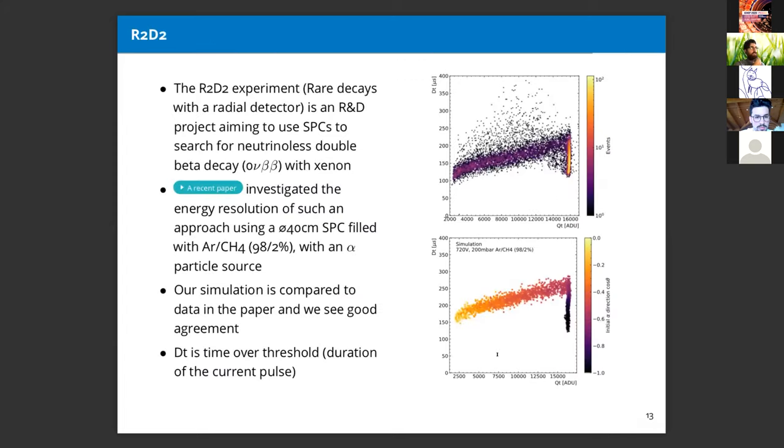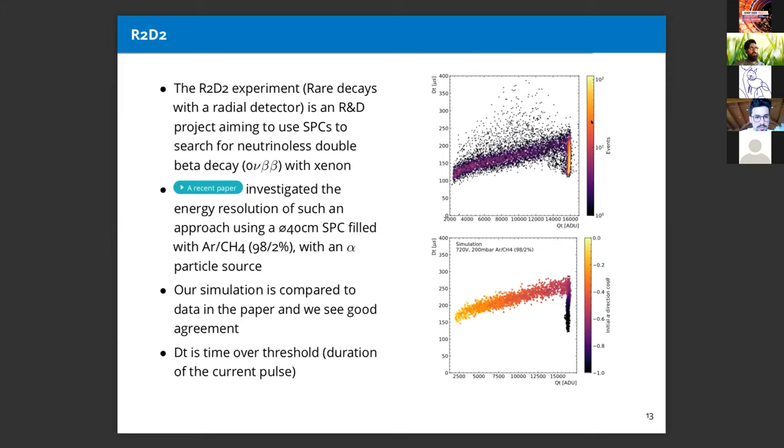The second use case I'll talk about is the R2D2 experiment. This is an R&D project aiming to use an SPC to search for neutrinoless double beta decay. We recently worked with that collaboration, providing some simulation of their detector. What they were doing was calibrating or investigating the energy resolution of a detector. They had a 40 centimeter diameter SPC filled with argon and methane, and they had an alpha particle source, and they put that alpha particle source in the detector and then looked at the energy resolution.